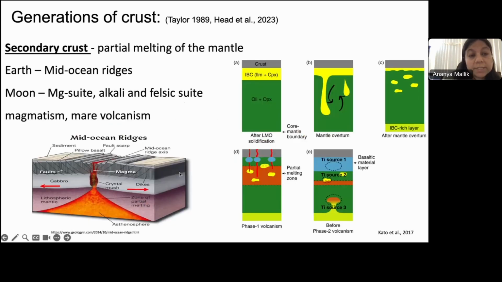And then, of course, if you go into the secondary crust, which is what we call crust that forms from partial melting of the mantle of a planetary body. On the Earth, we have mid-ocean ridges. And on the moon, we have different crustal lithologies such as the Mg suite, the alkali and felsic suite, the magmatism that gave rise to that, as well as Mare volcanism. And actually, today's talk will be more focused on some of these secondary crustal lithologies.